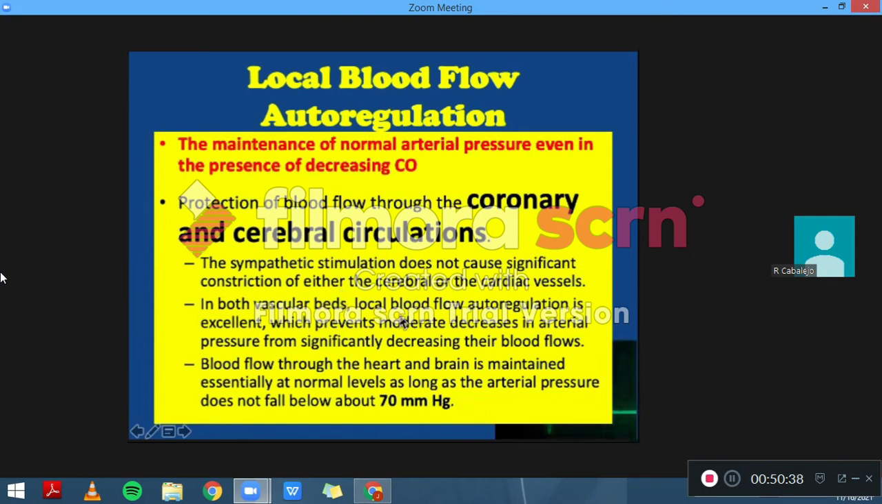In both of these vascular beds, your local blood flow autoregulation is excellent, which prevents moderate decreases in arterial pressure from significantly depressing their blood flows. Blood flow through the heart and brain is maintained essentially at normal levels for as long as your arterial pressure does not fall below 70. If your blood pressure falls lower, then that's the time that you might develop secondary infarction because of the hypotension, or secondary stroke.